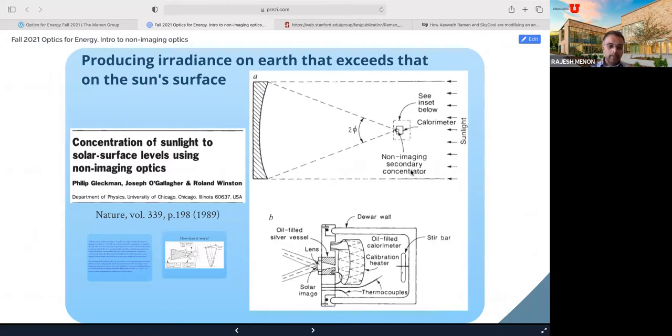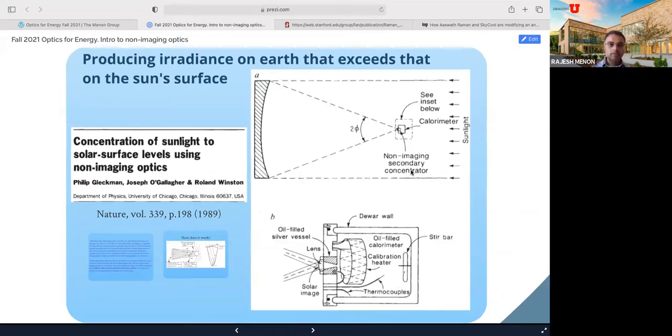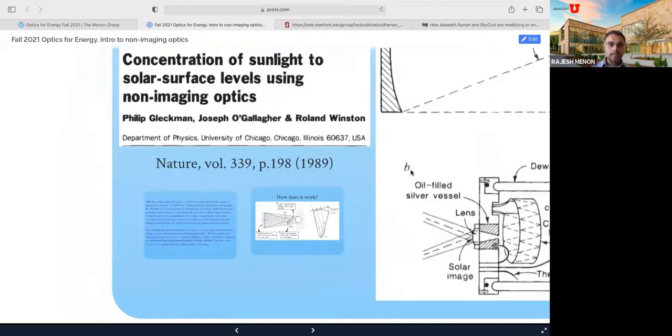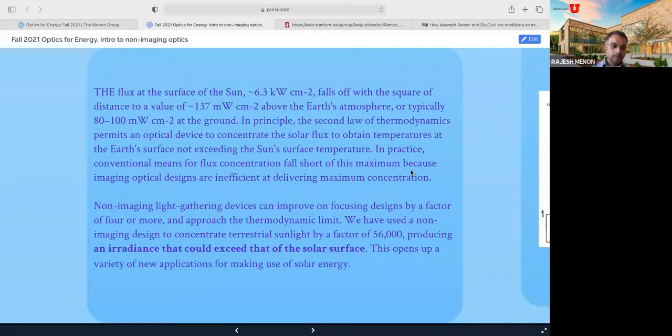So I want to highlight one paper written by Roland Winston, who's considered the father of the field of non-imaging optics. Essentially, the idea here was to demonstrate irradiance on Earth that exceeds that on the sun's surface, which sounds pretty crazy, right? So how does that work? This was a paper in 1989, published in Nature. So let's take a quick read through the couple of things that I highlighted.